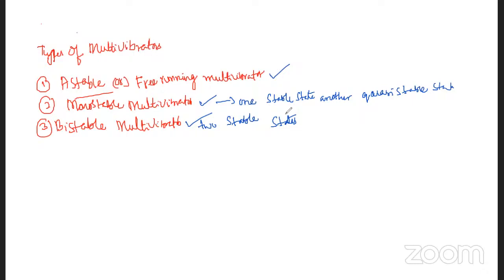So first we'll see about the astable multivibrator here. In detail, we'll calculate the frequency of oscillation for this one also. So we'll see about the astable multivibrator. Right. So we'll draw the astable multivibrator circuit arrangement, how it will be there, we'll draw that one.